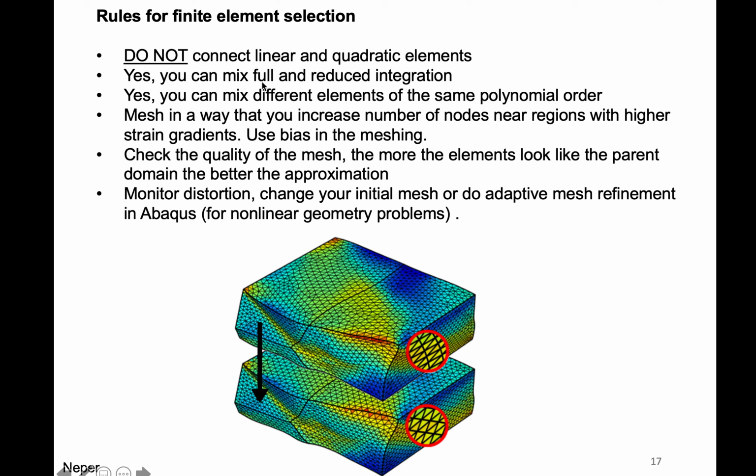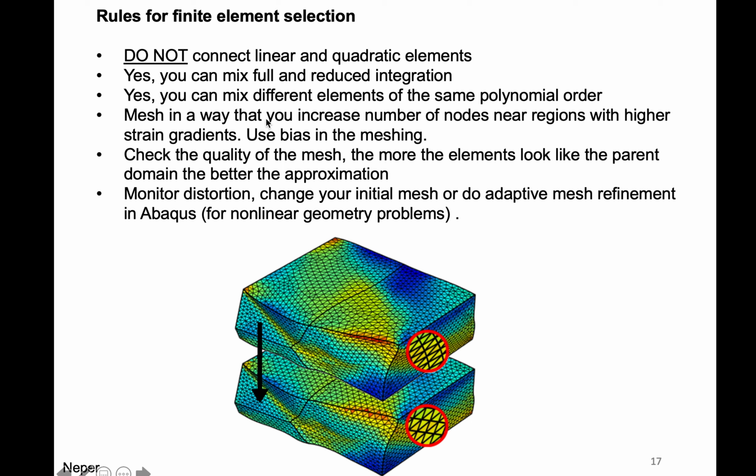You can mix full and reduced integration, that you can do. You can mix different elements of the same polynomial order, so you can have linear triangles with linear quadrilaterals, that's fine, or you can have linear tetrahedra with linear hexahedra, that is fine, as long as they have the same polynomial order. So quadratic with quadratic of different shapes, that's fine.